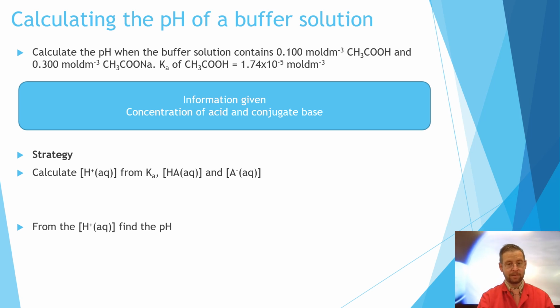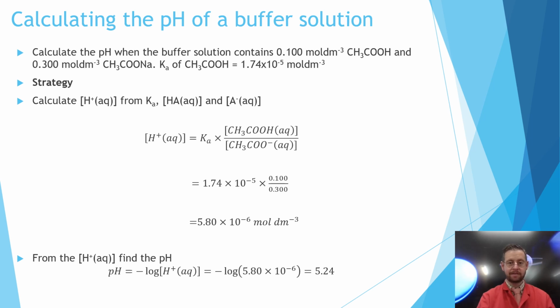So the strategy to employ here is we need to straightforwardly work out what the concentration of H+ ions is. And we can do that from the pieces of information that we have: Ka, HA, and A-. So let's have a look at that step by step.